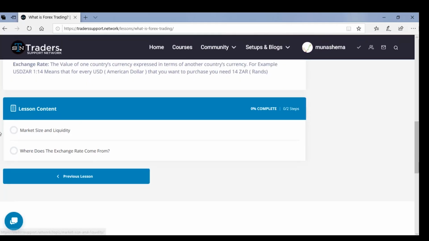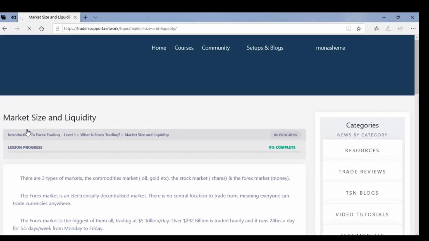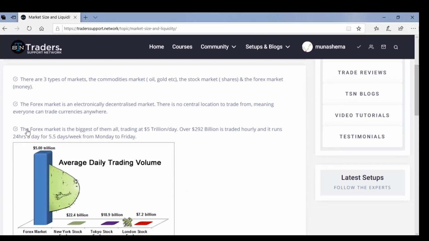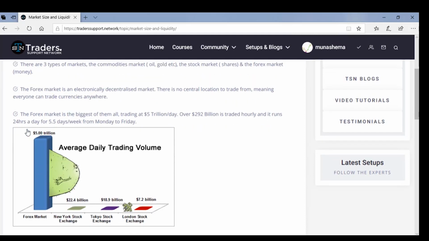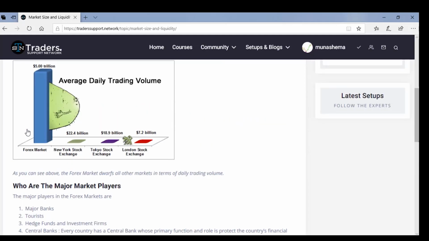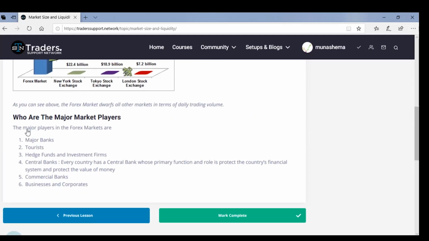Alright, then there's this one again, market size and liquidity. Let me just open up. Okay, then more theory again, right? Just to let you know what it's all about, right? Then you read through the stage. You've understood the concept of what is Forex trading all about. Then you're going to click mark complete.